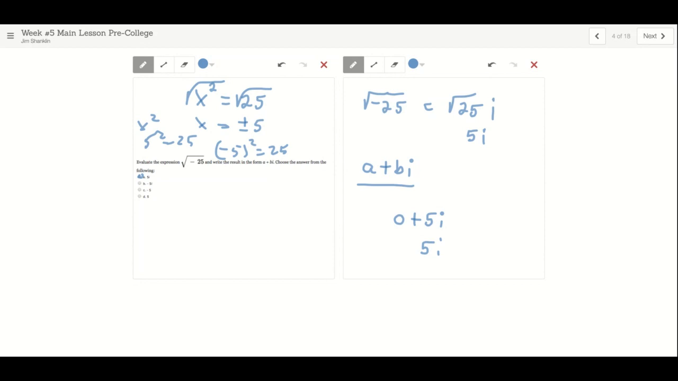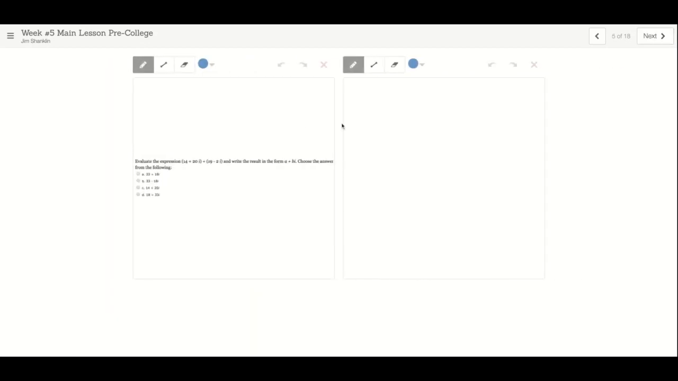Hopefully that makes sense. Okay, so now problem number 2. Let's go to problem number 2 on the practice. It looks like it says 14 plus 20i plus 19 minus 2i. Now, you can do addition, subtraction, multiplication, and division with complex numbers. Okay, and that's basically what this problem is asking for.